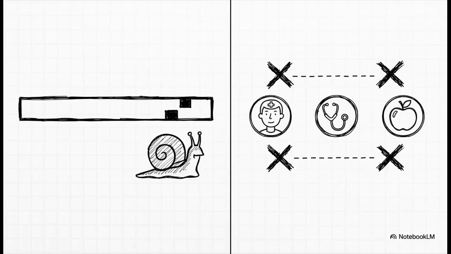Okay, so what's the catch? Why don't we just use these simple methods? Well, the vectors they create are massive and mostly full of zeros, which is just not efficient. But the much bigger problem, the real deal breaker, is they have zero concept of meaning. To these models, the vector for doctor is just as different from physician as it is from the vector for apple. They just don't get the relationship.